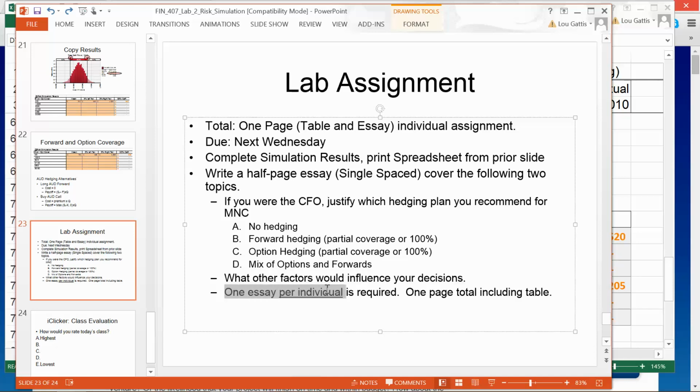So again, it's 1 essay per individual, which is required, 1 page total, including the essay. So that's Lab 2. I'll see you in class.